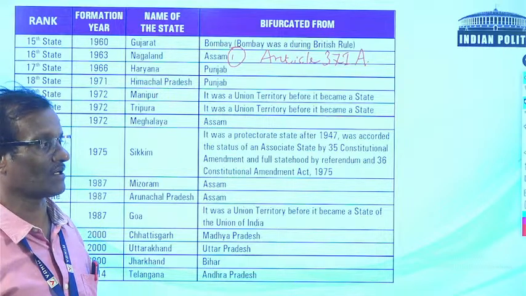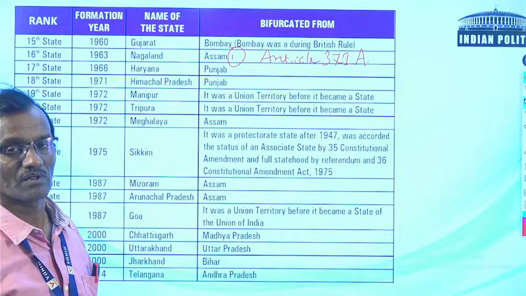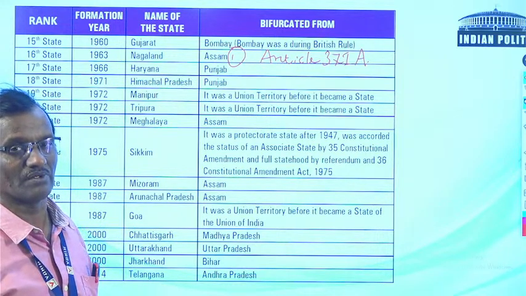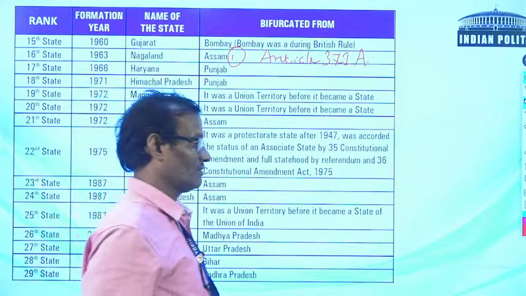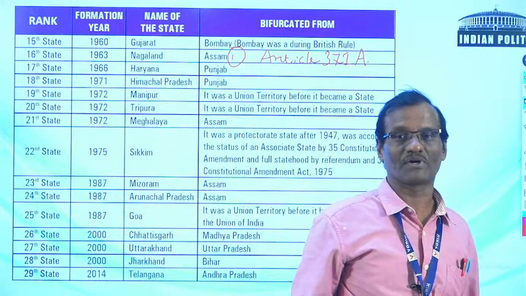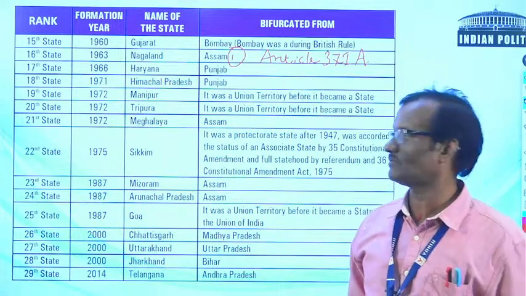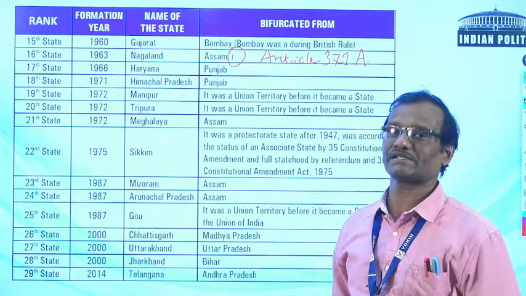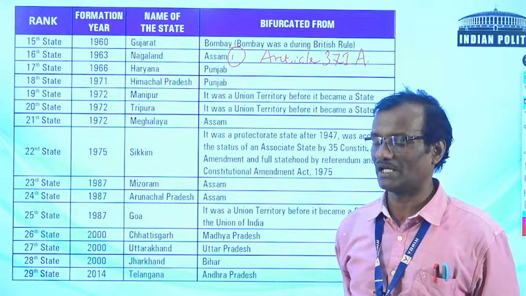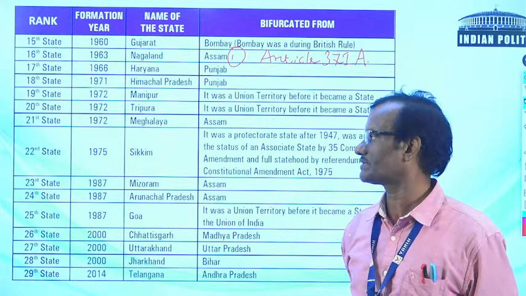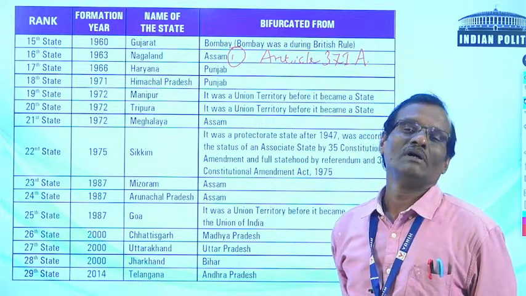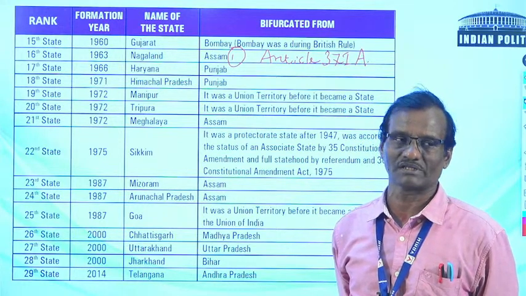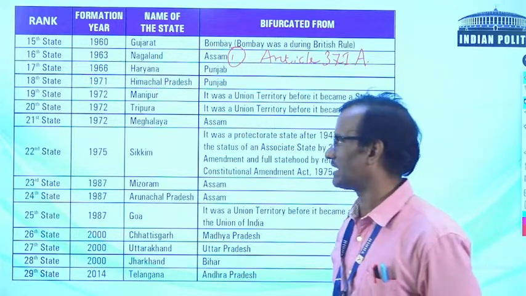Then the state of Punjab was bifurcated. Punjab was bilingual, with mostly Hindi speaking and Punjabi speaking people. Hindi speaking people got bifurcated from it and came to be known as Haryana, and it became the 17th state. Punjab was already there out of the 14 states. The bifurcation and reorganization of Punjab was done on the recommendation of the Justice Shah Commission appointed in 1966.